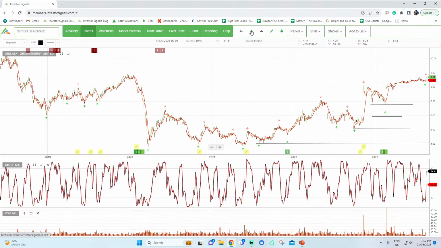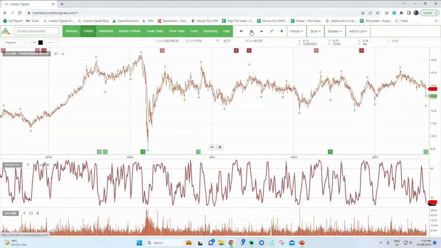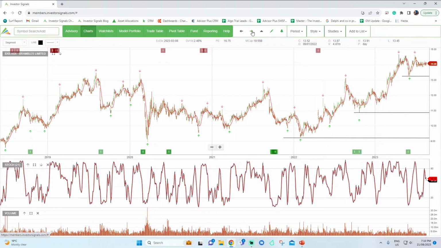Origin Energy, we've cashed out of that on the basis that the takeover offer is likely to proceed. Transurban, now this is a new addition. I added some commentary on the advisory blog today regarding this. So the switch there from sell conditions into buy, and you want to start adding that into portfolios, accumulating some stock there at $13.